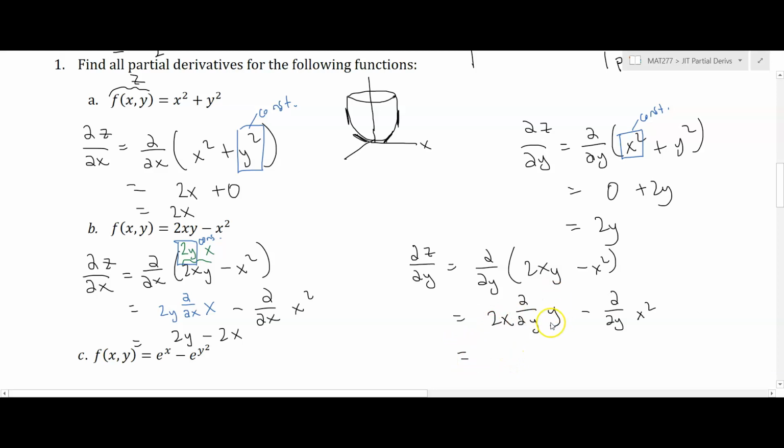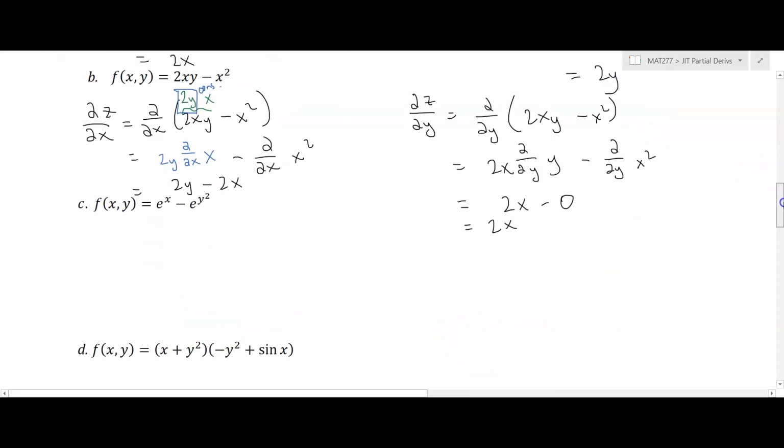So the derivative of y is 1. 2x times 1 is 2x. The derivative of x squared, well, remember, x is a constant, so the change in a constant when you change y is going to be 0. So this will just end up being 2x. So you can see we get different answers here for the two partial derivatives.